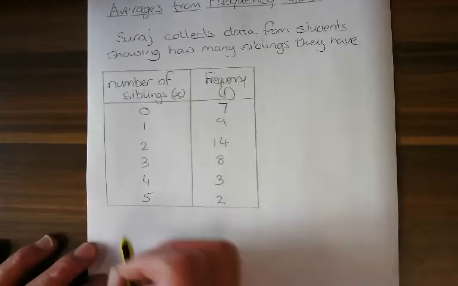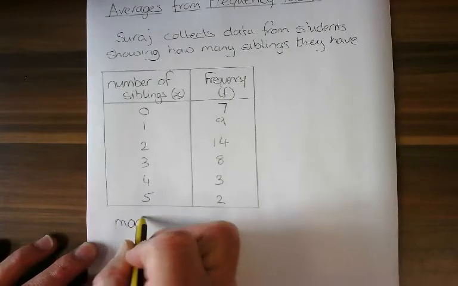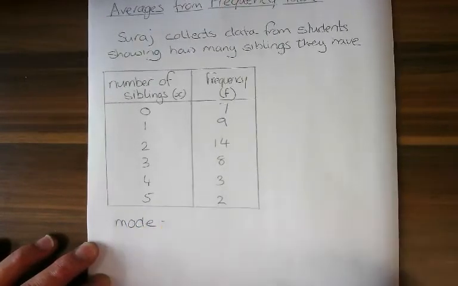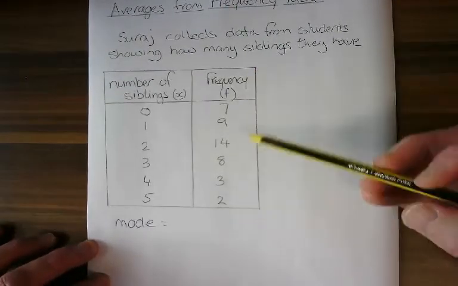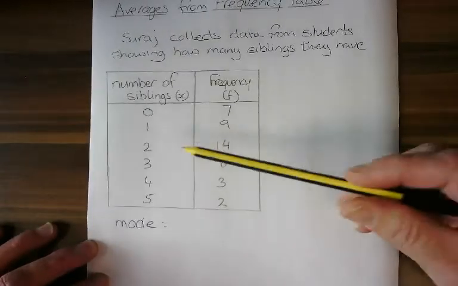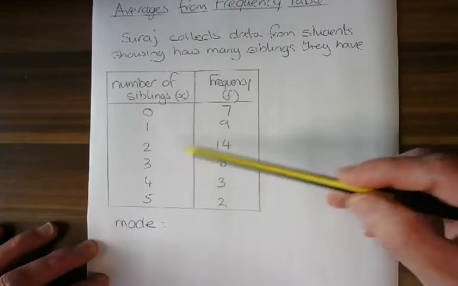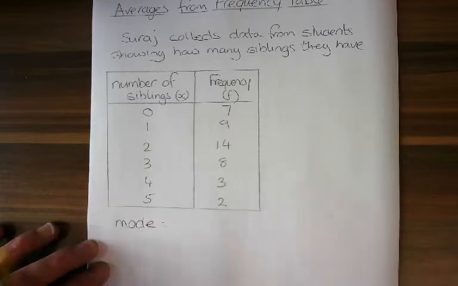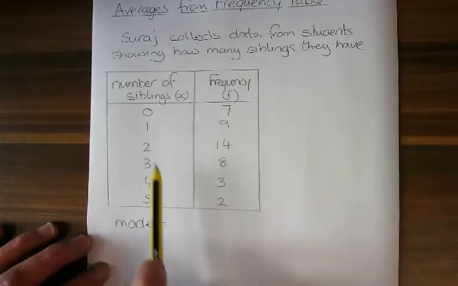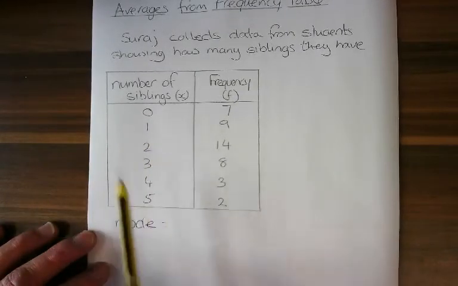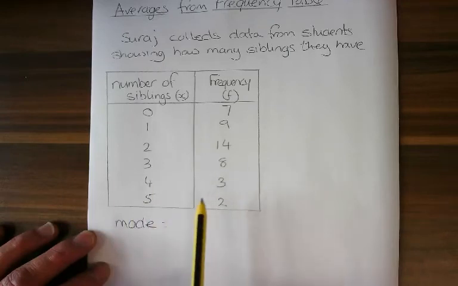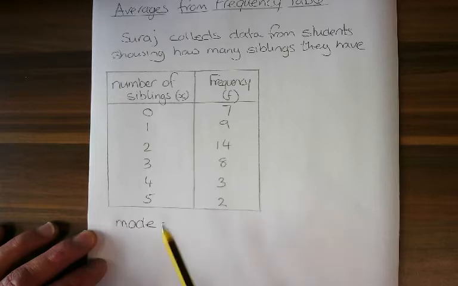The first one we're going to look at is the mode. Remember what I said a minute ago, the frequency column tells you how many people said they had this amount of siblings. So if this was a list of data in order, we would have 7 zeros followed by 9 ones, 14 twos, 8 threes, 3 fours and 2 fives. The number that appears most in that list would be the number 2.